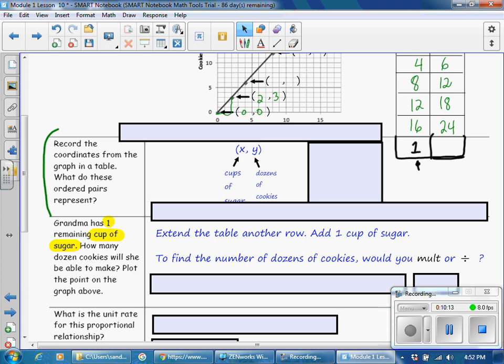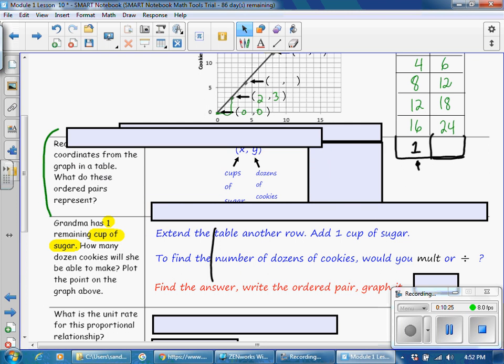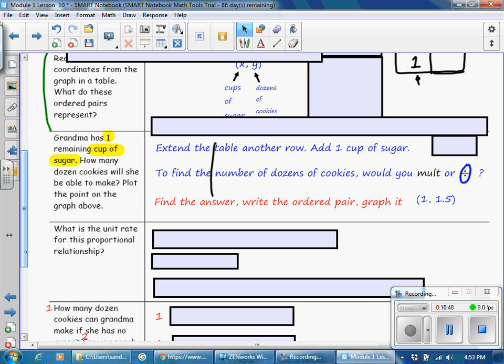So you're going to take an ordered pair. Let's use 4 and 6. Find the answer and write the ordered pair. So it doesn't matter which ordered pair you use. Again, let's use 4 and 6. And when you're calculating the unit rate, remember to divide y by x. So 6 divided by 4. And the answer is 1.5. So we calculated the unit rate, which is 1.5.